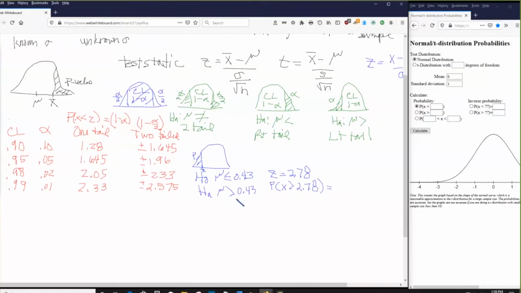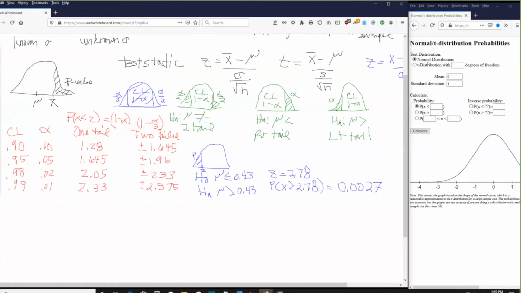Because we're going to use the same sign as whatever's in the bottom. So this should give us 0.0027.